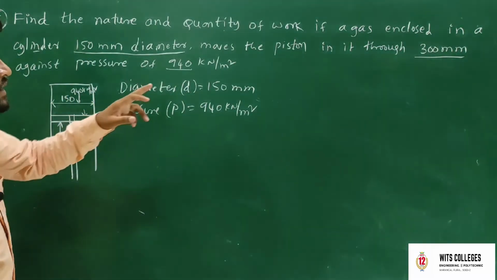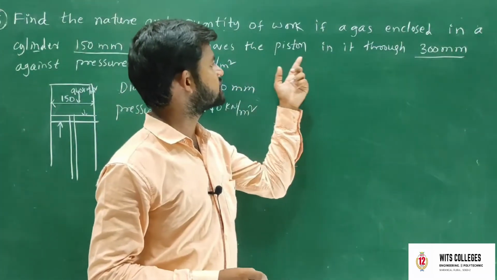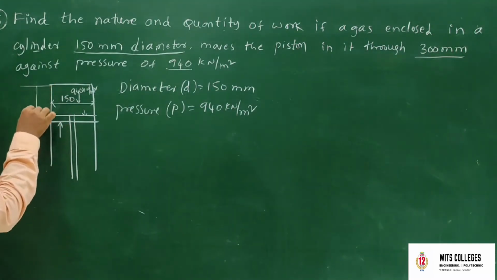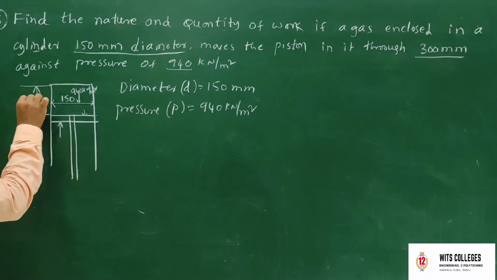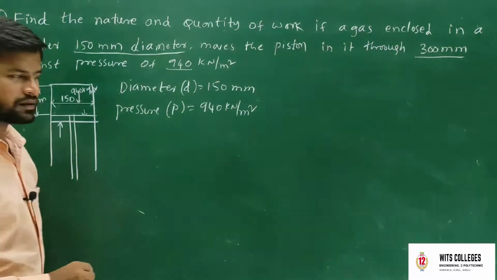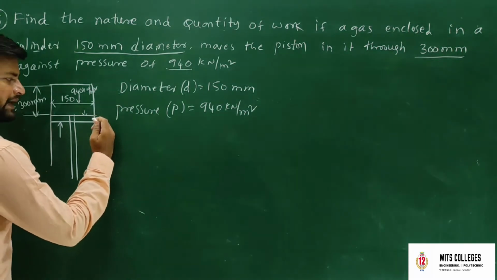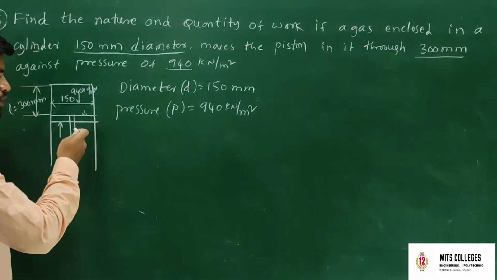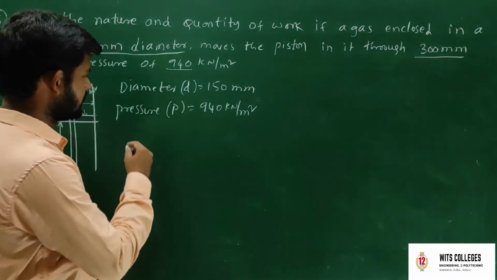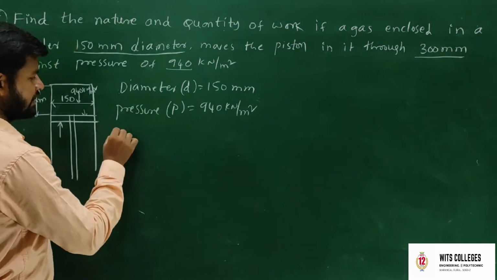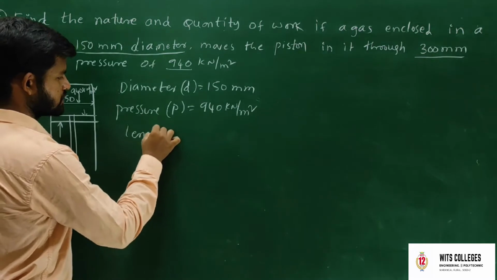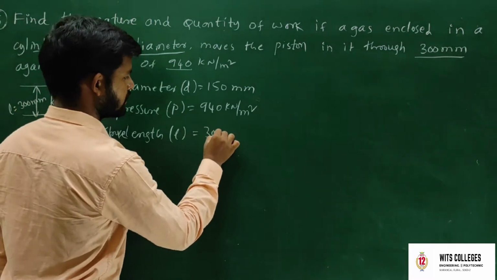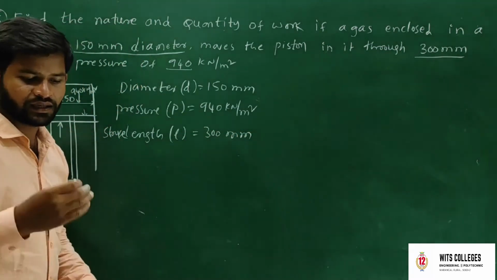How much distance does the piston move? Through 300 mm, that is the length, which is nothing but the stroke length. The stroke is the piston moving from BDC to TDC. We will see about this in the next classes. The stroke length L is given as 300 mm.